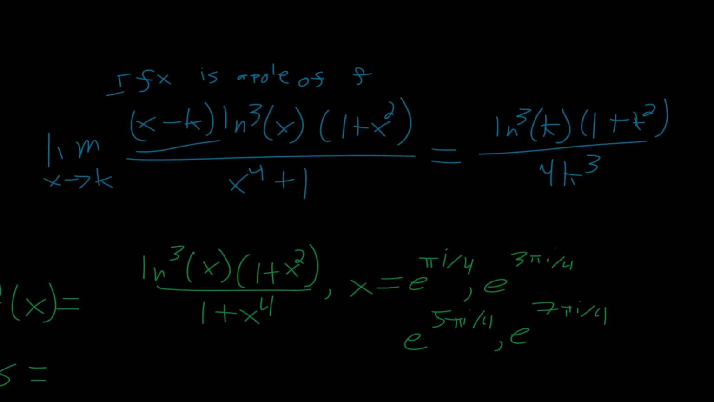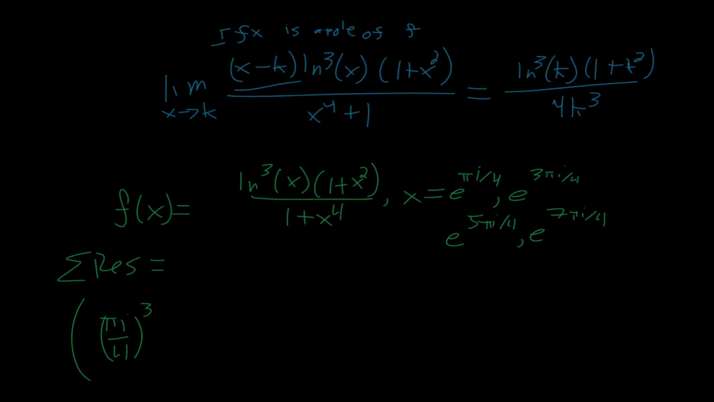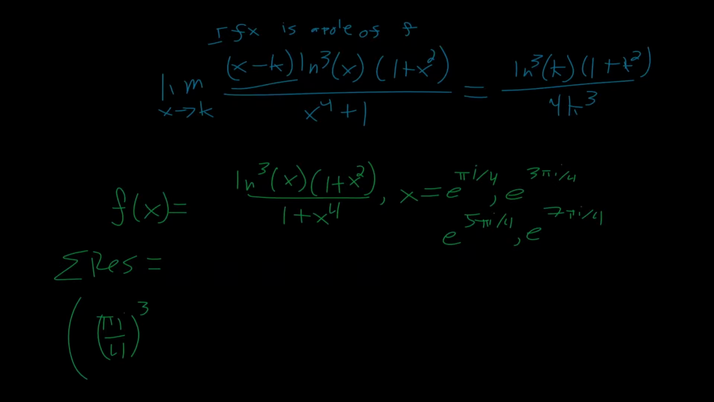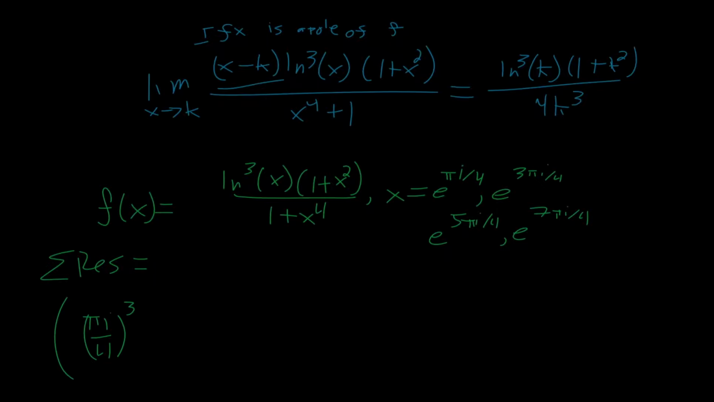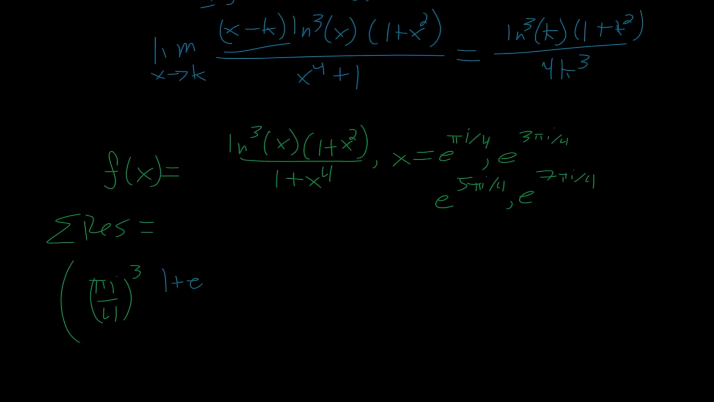So given that this is the case, instead of going and evaluating every single residue with the limit, we can just use this general formula right here. That right there is going to stand as the pi i over 4 to the third. But what we're going to have is an additional 1 plus k squared, and k squared in this case is going to be e to the pi i over 2, because that's squared. So we're going to have 1 plus e to the pi i over 2, and then divided by 4 times e to the 3 pi i over 4.